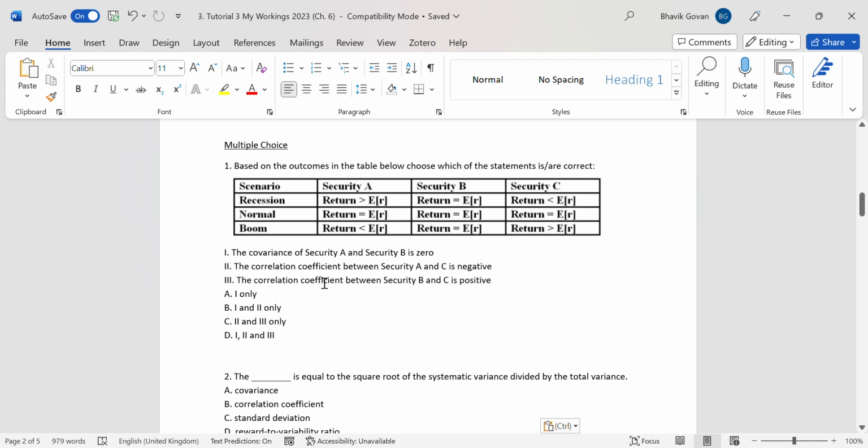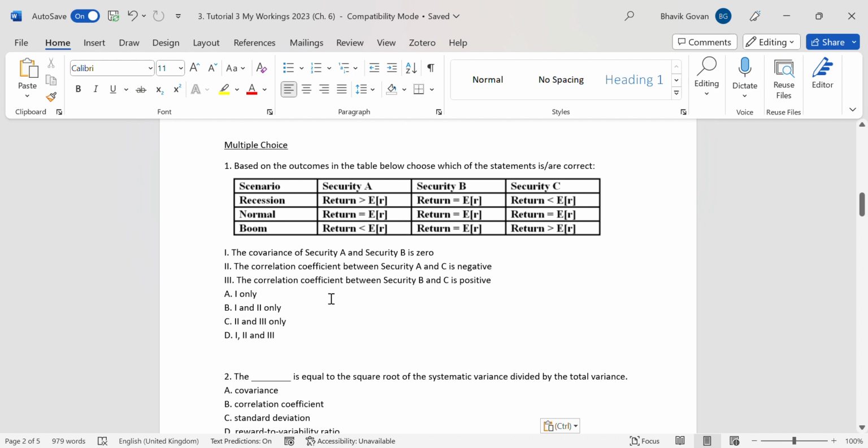And 2, the correlation coefficient between A and C is negative. So negative correlation, you can think if one goes up, the other one will definitely go down. They basically move in opposite directions. So return is greater than expected return, return is less than expected return. Return is less than expected return for the boom, return is greater than expected return. So it does look like they're opposites, so that is definitely true.